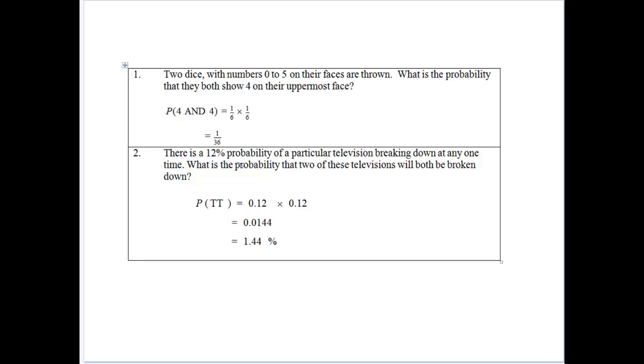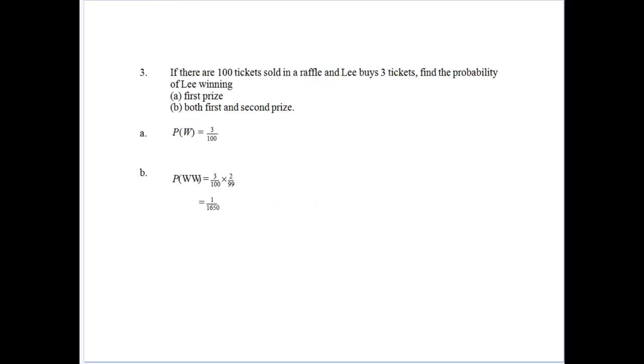Next, we've got a 12% probability of a television breaking down. We've got 2 of the televisions. What would be the probability of both breaking down? Notice I don't use and, but I've got the probability of a television breaking down and a television breaking down, so there's an implicit and in there. It's not written down, but really when I'm saying the probability, it's T and T together. So the 12% times the 12% gives us a 1.44% chance of that occurring. Be really wary of that implicit and.